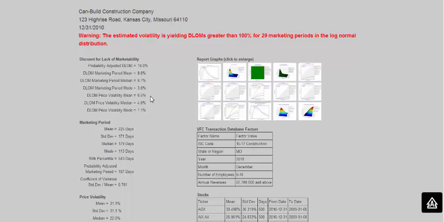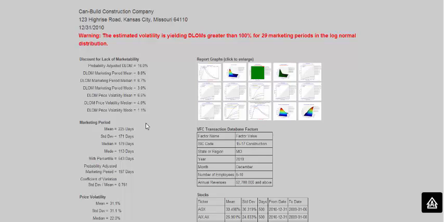We can also look at DLOM based on price volatility measurements. Here we see that DLOM measured at the price volatility mean is 6.5%. DLOM measured at the price volatility median is 4.0%. And DLOM measured at the price volatility mode is 1.1%.